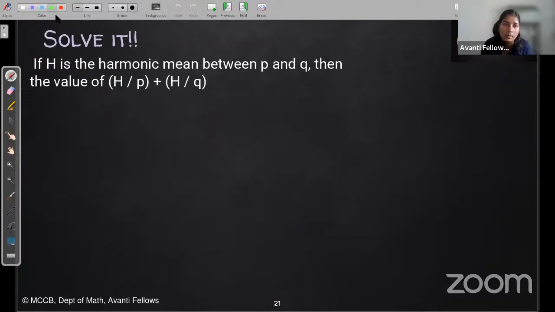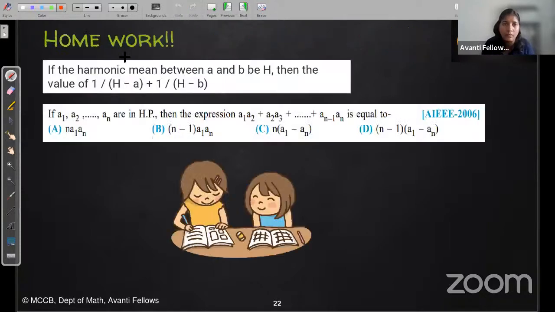Next, there are some problems. I'll just give these problems for the homework, okay? These are quite very easy problems. Just you have to make use of harmonic mean formula, that is H. If the harmonic mean between A and B, then it will be equal to 2AB divided by A plus B, okay? Just make use of this. You will get the value of this question. And next, there's one more homework question. So two more homework questions.